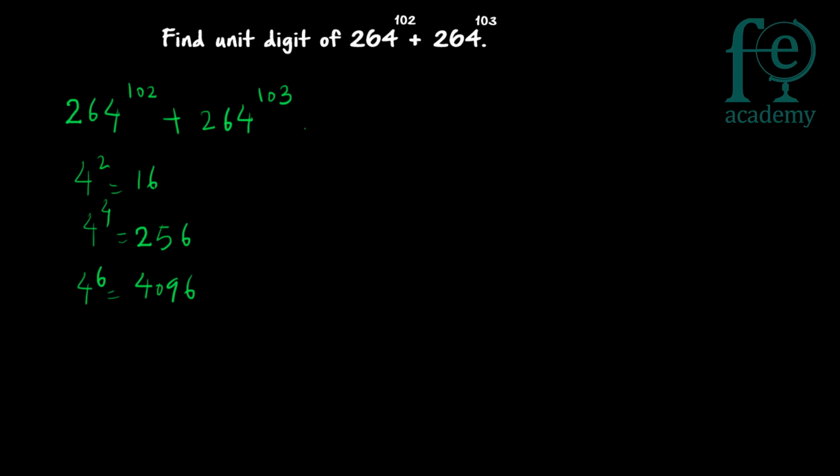As you can see here, 4 squared is equal to 16, then 4 raised to 4 is equal to 256, and 4 raised to 6 is equal to 4096. So any even power of 4 will be ending in 6. That is what you can infer from this. So 264 raised to 102 also will be ending in 6, since it is an even power of 4. So it will obviously be ending in 6.